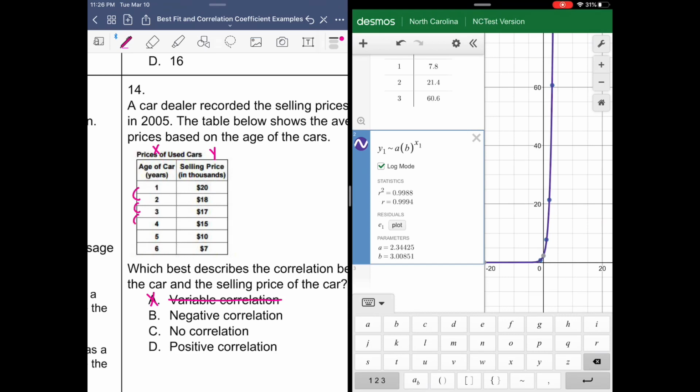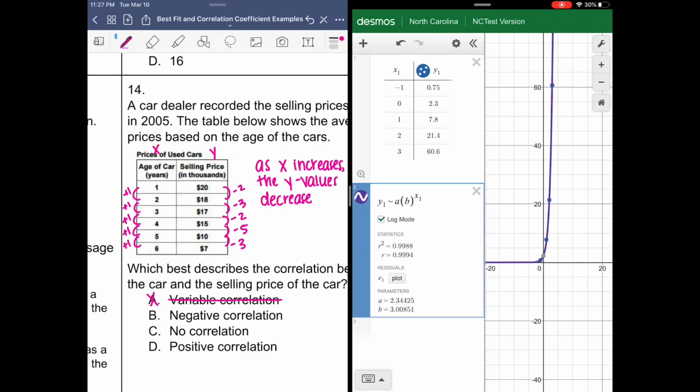As my X values increase, right, so +1, +1, these are all getting larger. My Y values, what's happening to them? Generally speaking, we're going down 2, going down 3, going down 2 again, going down 5, going down 3, but overall, they are going down. So as your X values increase, the Y values decrease. If they're going in opposite directions, think about what that would look like on a graph. As your X values get larger, your Y values get smaller. So that would be a negative correlation.